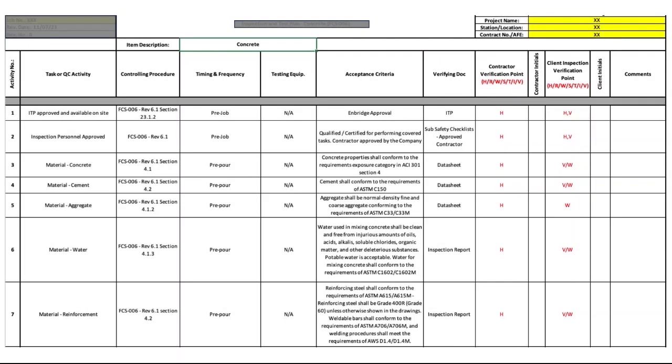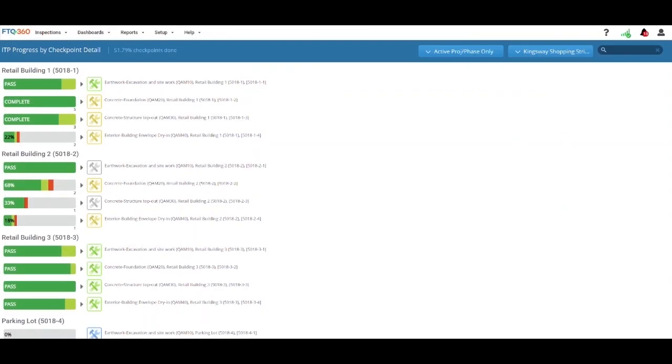Next, the company implemented Project QAQC plans. The company was using spreadsheets to manage all of this, which created all sorts of complications. The company wanted a pre-planned inspection procedure for each project, so superintendents would know exactly what inspections are required and the corporate office could monitor progress. They moved to FTQ360 for all of their project QAQC planning and tracking.